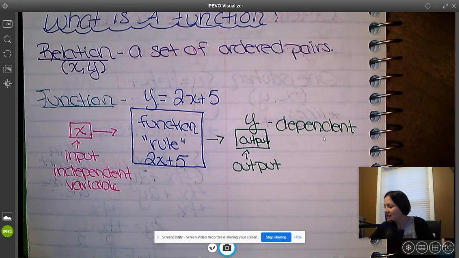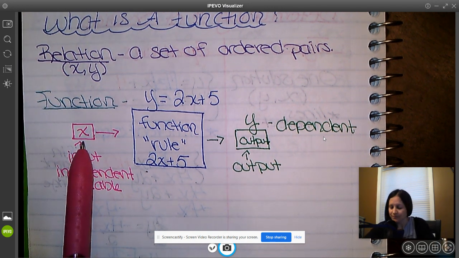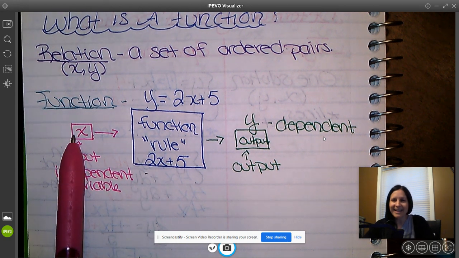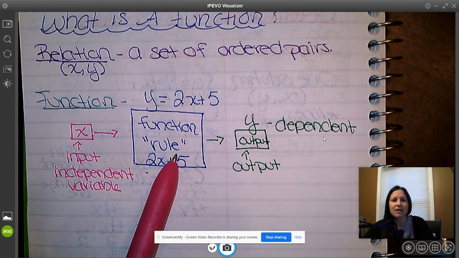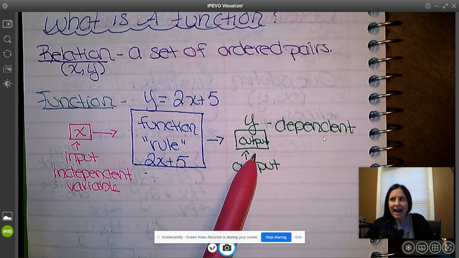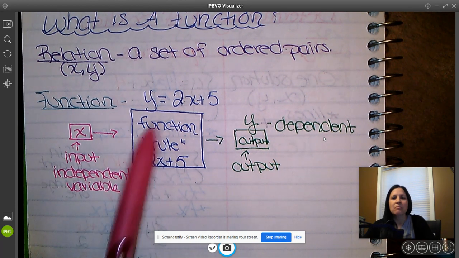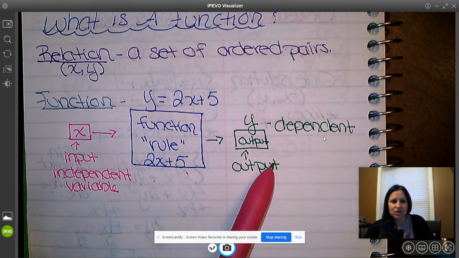And I want you to think about it this way too. If I put in one dirty dish to my washing machine, so I apparently like to waste water. I don't know why anyone would just put one dish in, but anyway, I put one dish in to my washing machine. I'm not going to get out more than one dish, right? Because I only put one dish in. So I put one dish in, my washing machine applies the function rule, which is clean the dishes, and I get out a clean dish.